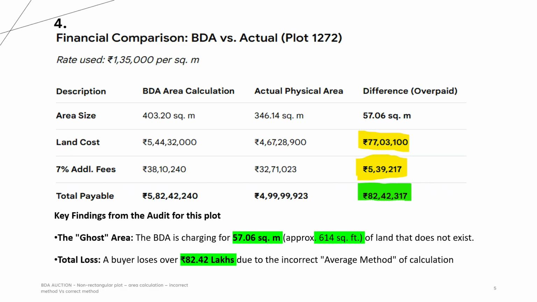And here is a financial comparison for the plot 1272. You end up paying for the land cost itself 77 lakhs extra for land area of 57.06 square meters that doesn't exist, and additional approximately 7% stamp duty registration fees 5.39 lakhs, which results in a total extra payout for non-existent land of more than 82 lakhs.